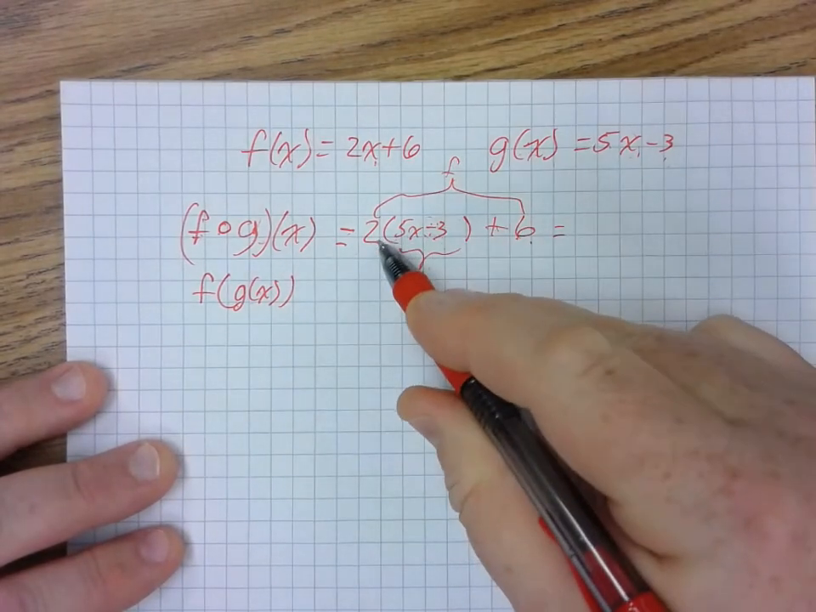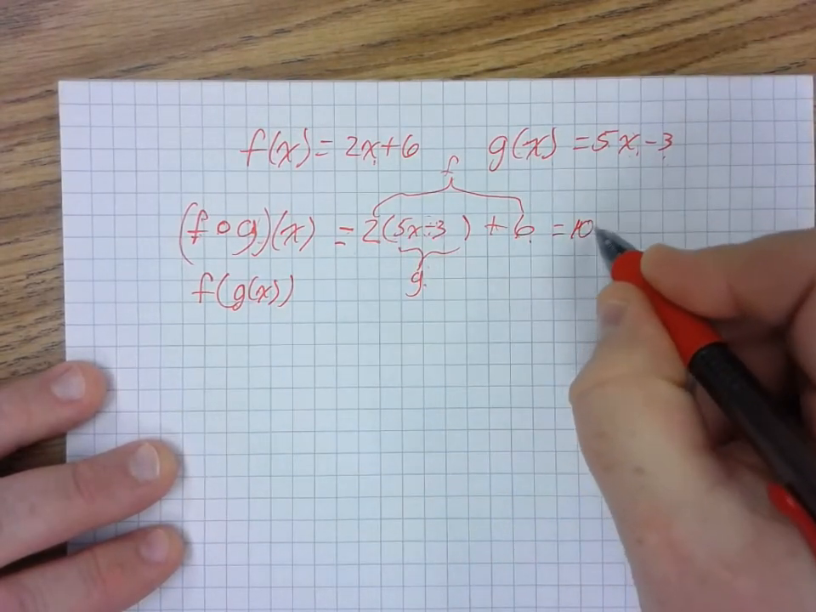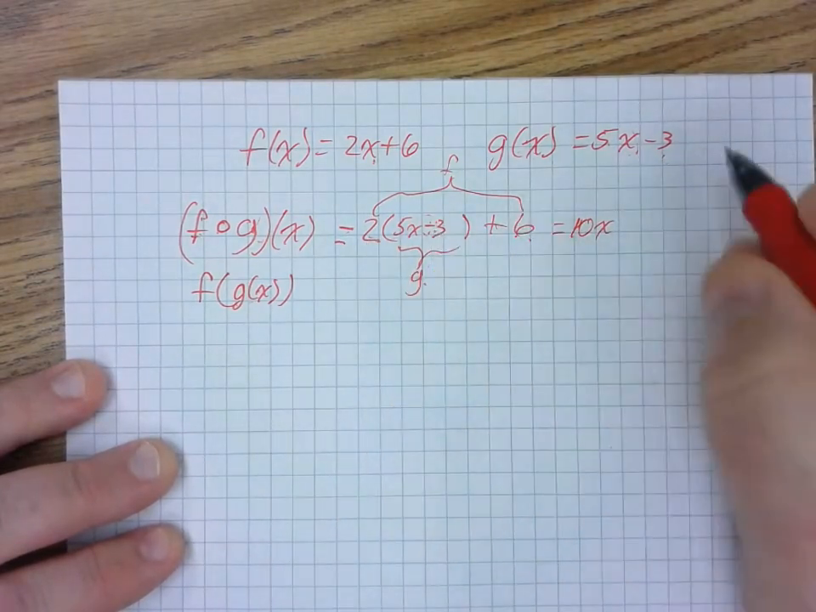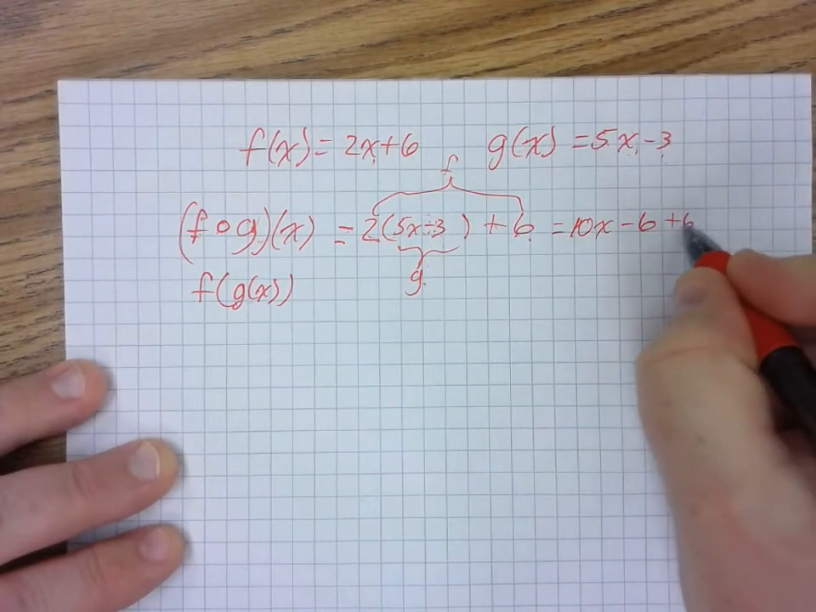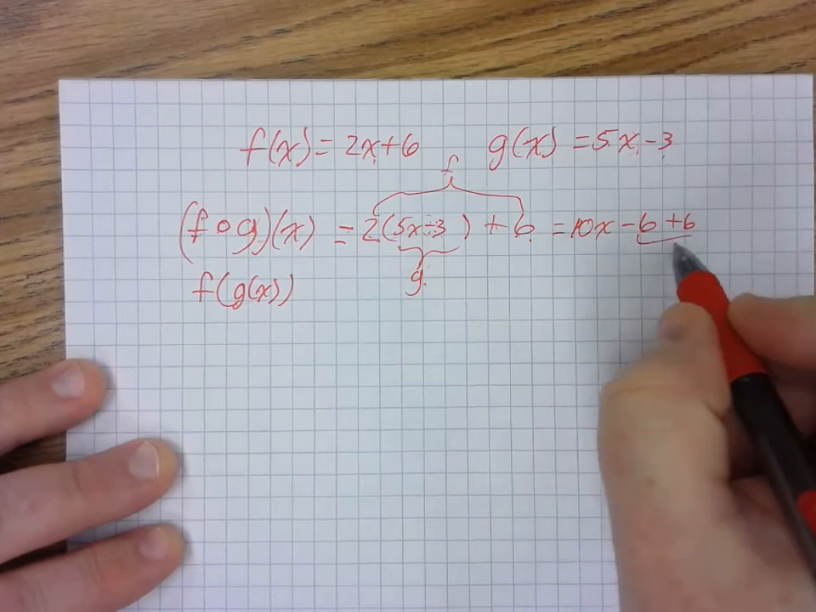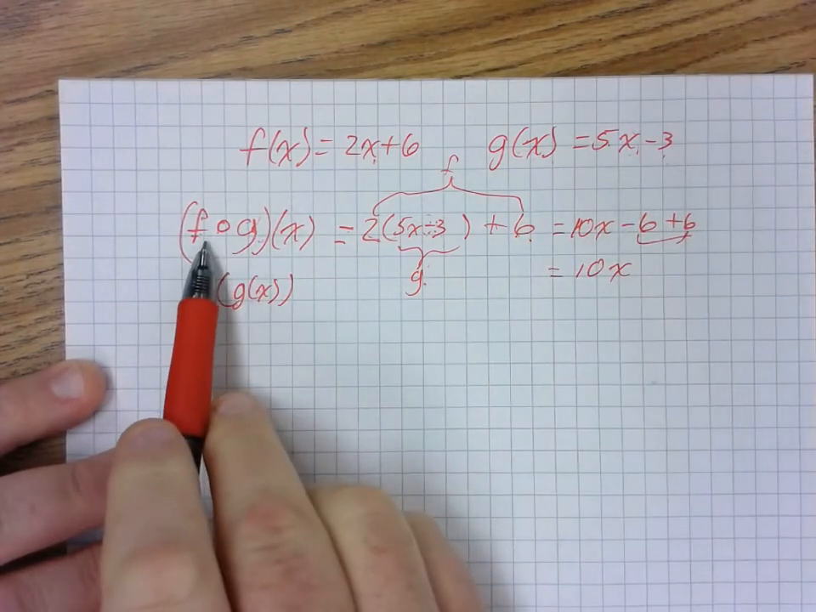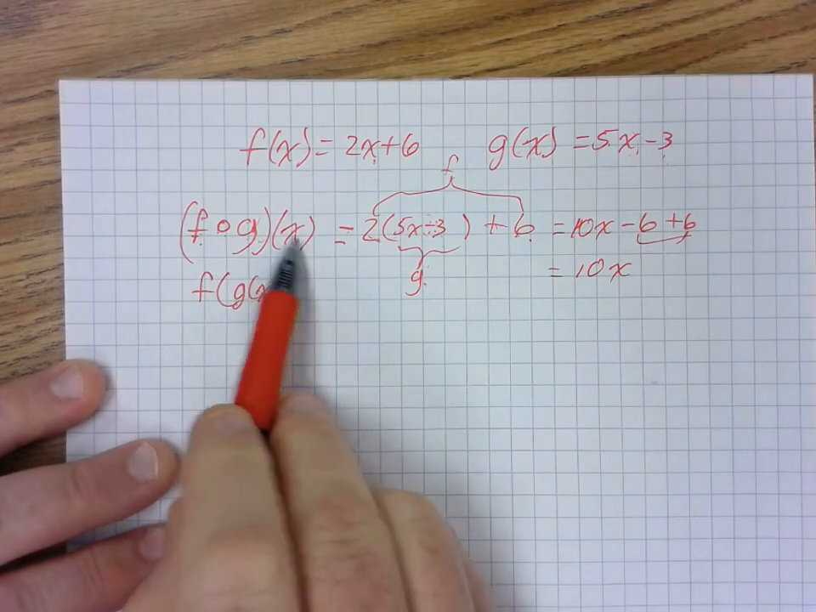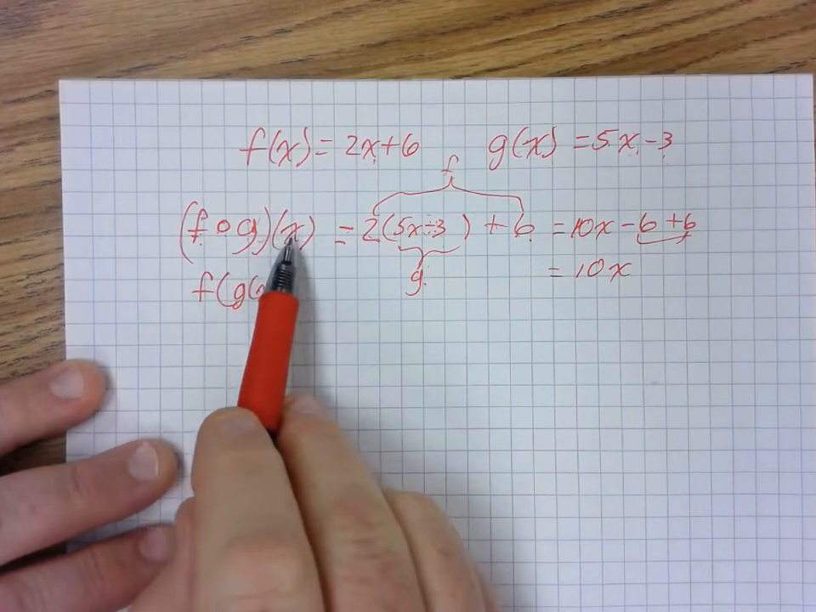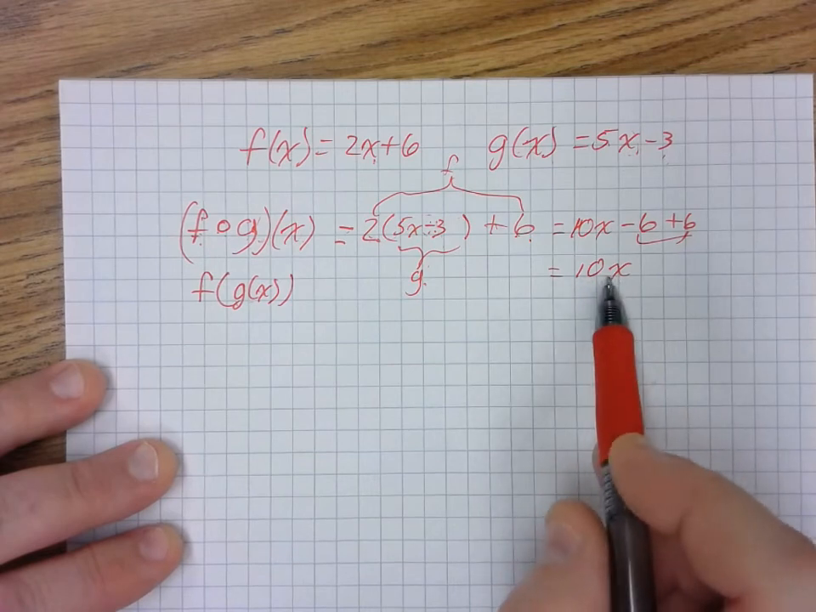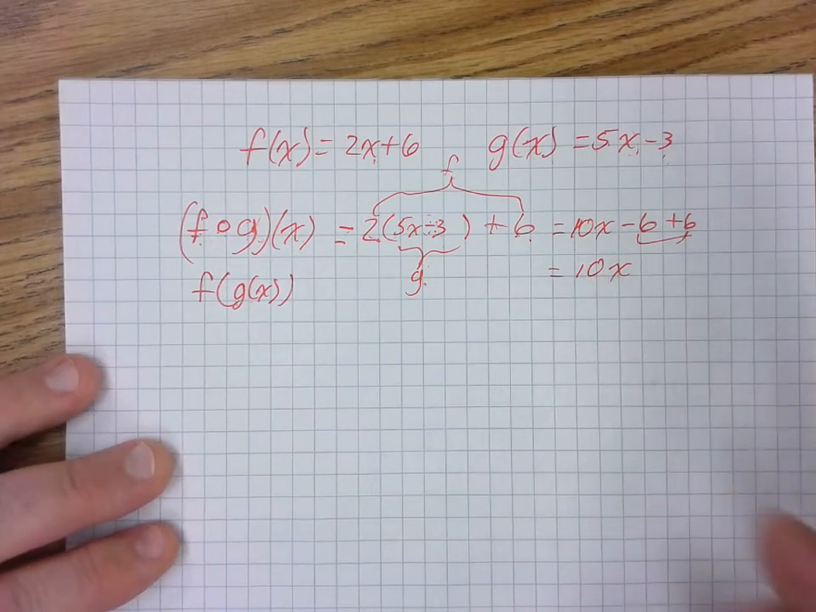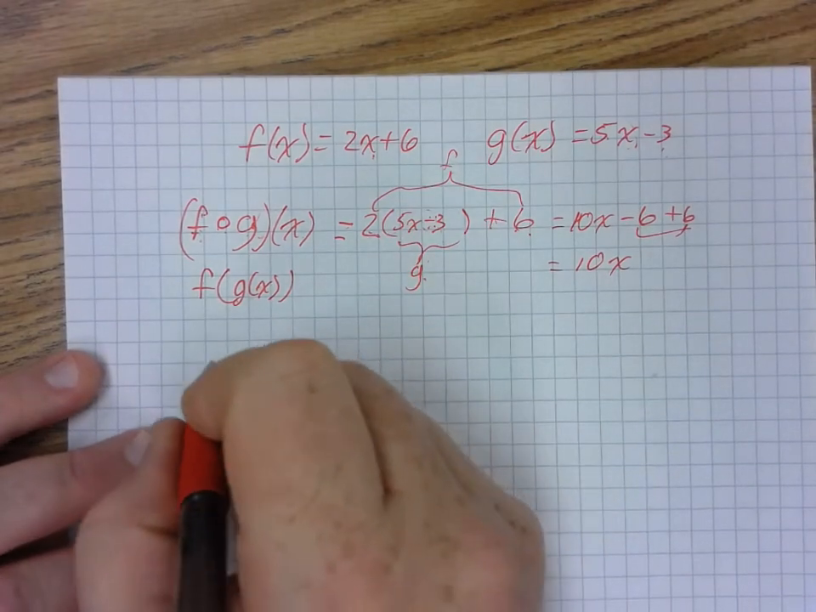And we're going to distribute 2 times 5. It's going to give us 10x. 2 times negative 3 is going to give us negative 6, plus 6. And combine our like terms right here, and we end up with just 10x. So f of g of x, or f composed with g of x, will just render 10 times whatever x is. Now I'm going to show that with an actual number so you can see how it really works.